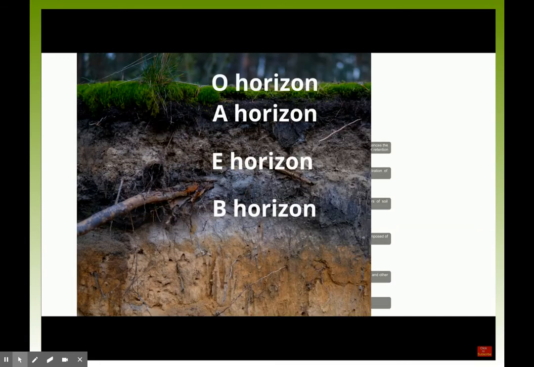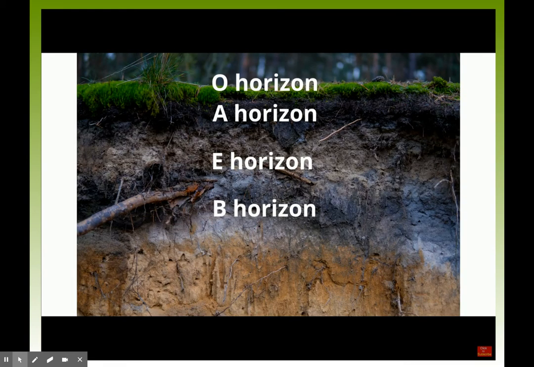Horizon B is called the subsoil. It's lighter in color, many times reddish or brown, because it has less humus. It is a zone of accumulation where materials like clay collect from the movement of water downward.